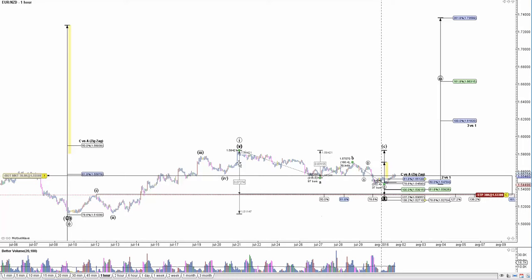Just a second here. So we have an ABC correction zigzag, which corrected the prox. If we see here, this is a zigzag. This is about 78.6%, comparing the C wave versus the A wave. So this is very decent.